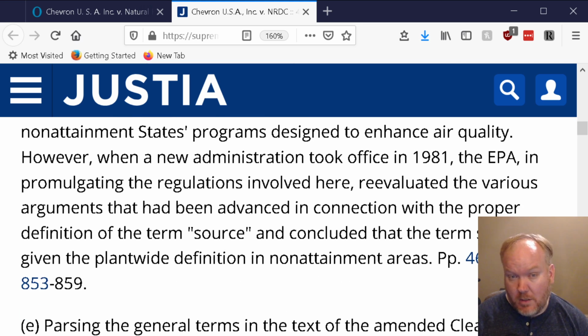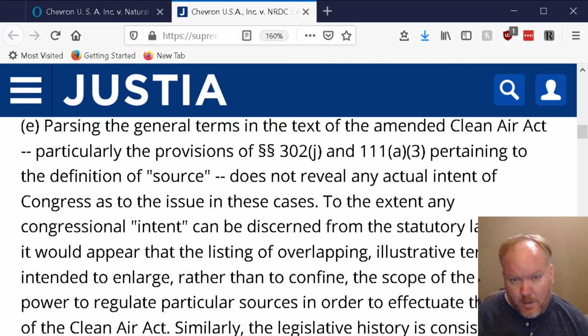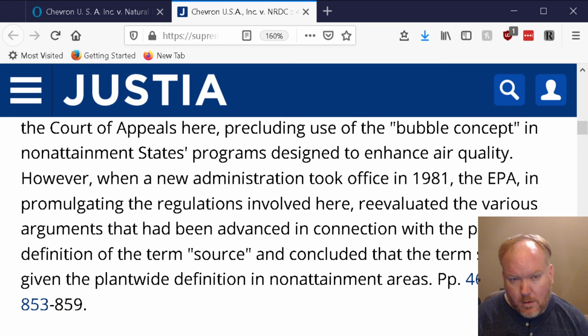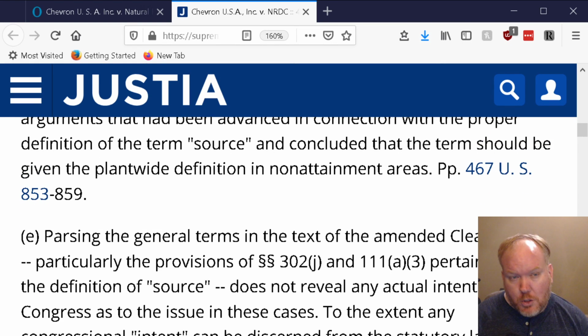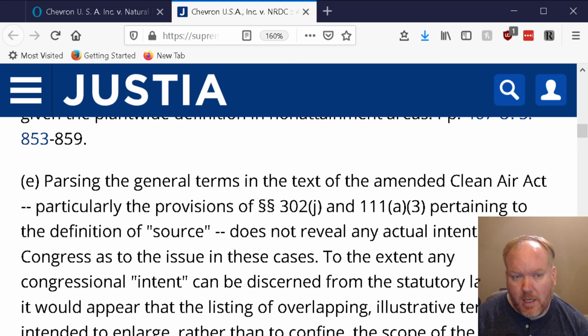However, when a new administration took over, the EPA, in promulgating regulations, reevaluated various arguments that had been advanced with the proper term of source and concluded the term should be given plant-wide definition. So they changed their mind from one interpretation to the next. You know, different administrations can have different enforcement priorities, but I don't think they can change the meaning of laws. That's not how this works.